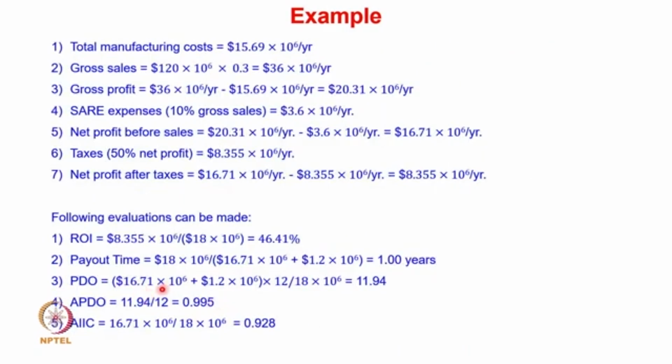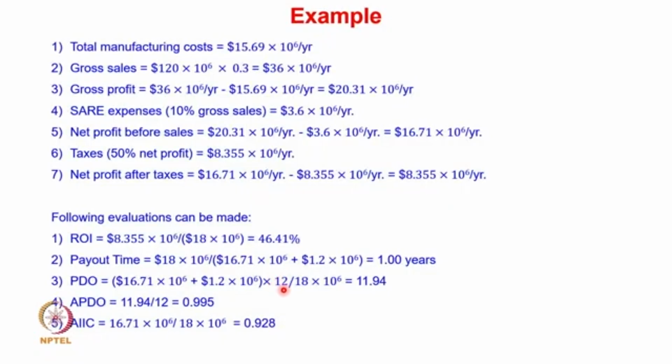So 16.71 plus 1.2 into 10 raised to power 6, multiplied by the total project life, which let's say is 12 years. So this entire thing is multiplied by 12 and divided by the total capital investment. The total capital investment in this case is 18 into 10 raised to power 6. So we get PDO around 11.94.